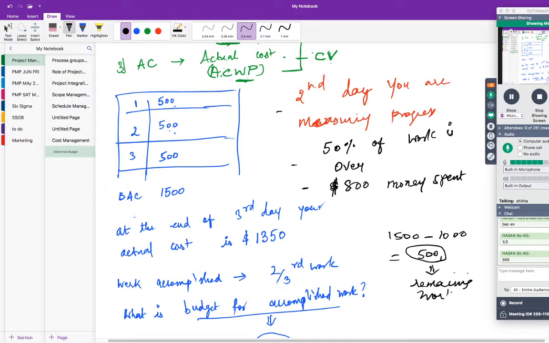You understand? Now, are we all okay? BAC minus EV can be called the remaining work. Are we all clear? Because this is more important for forecasting. In order to forecast, we need to understand what remaining work is. Afish, you okay?